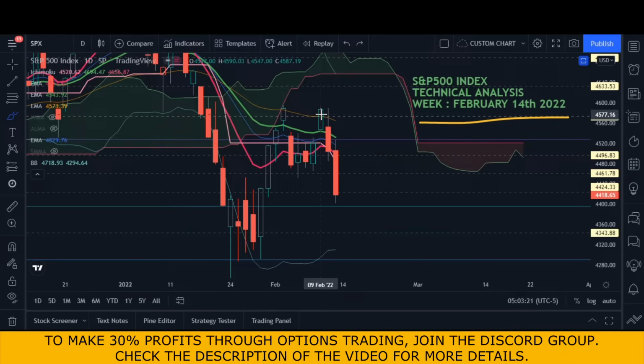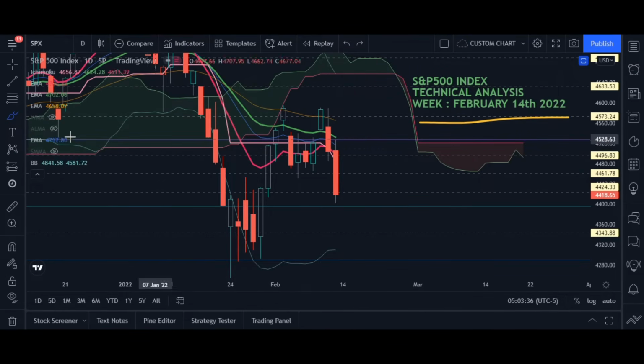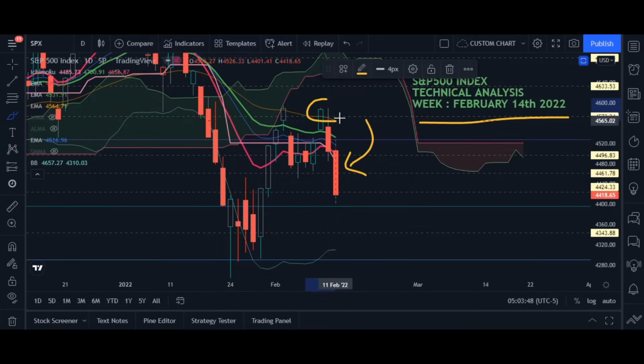Now if you see, there was one candle, on February 9th, where the S&P 500 was able to close above 4,575, but the other day it came down. Because the other day it came down, we can see the result here, on February 11th. It further came down. I told you that there must be two consecutive closings, the two candles must close above 4,575, then only it will move up, else it will come down. So this is what happened in the previous week.